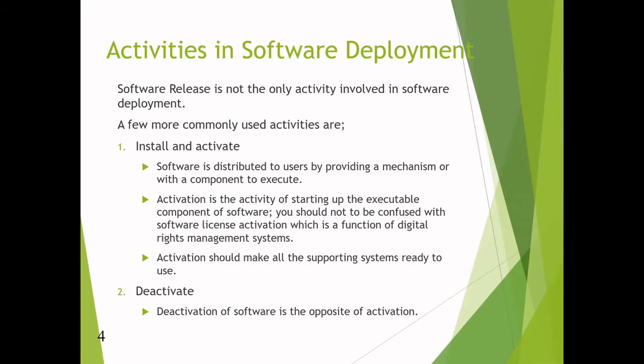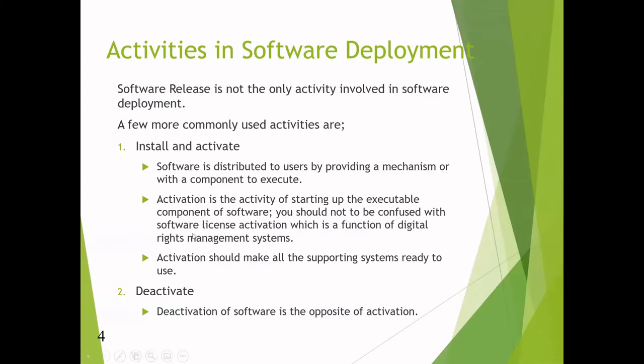So, and distributed networking system. Software release is not the only activity involved in software development. These other activities are also there. The first one is install and activate. Software is distributed to users. It could be sent by CD with the lock, or now it could be emailed with the password.